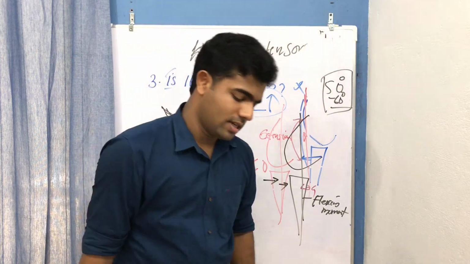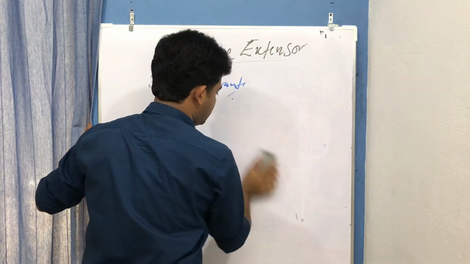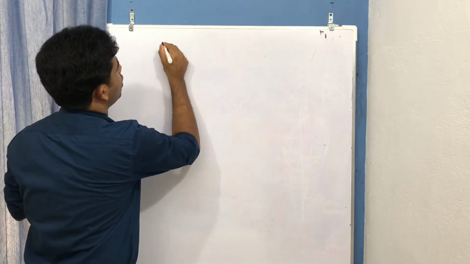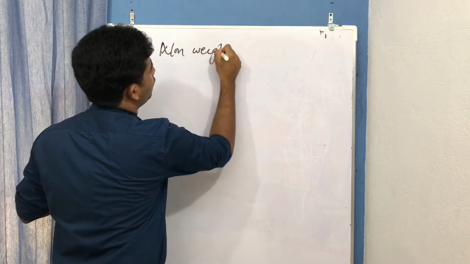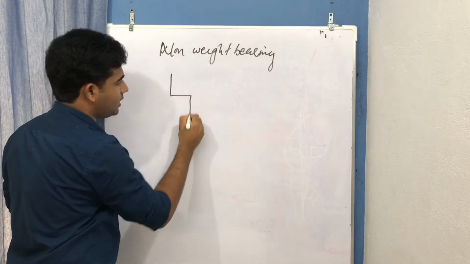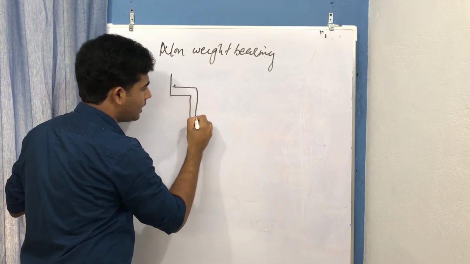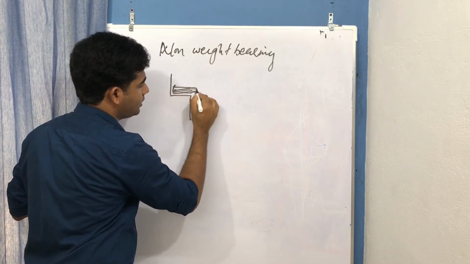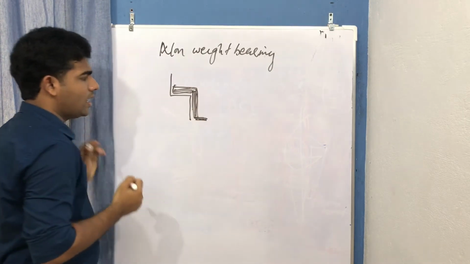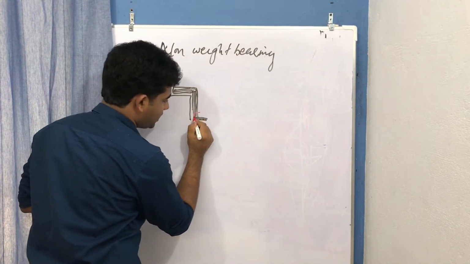All right, and then we move on to our last topic, that is the activation of quadriceps in weight bearing and non-weight bearing. Now we have a scenario that is non-weight bearing. A patient is sitting on a chair like this, and let this be his thigh region and this be his leg. Now he has a weight cuff tied to the leg, for example a 5 kg weight.